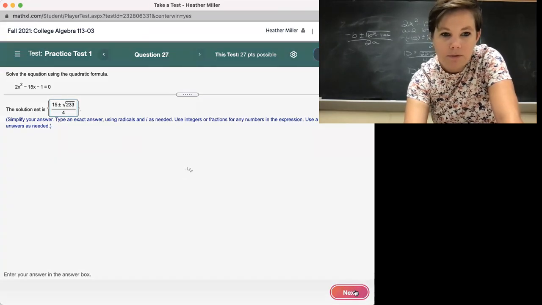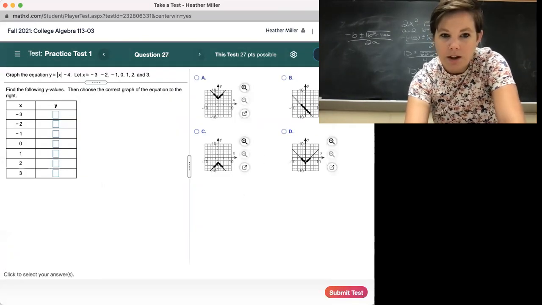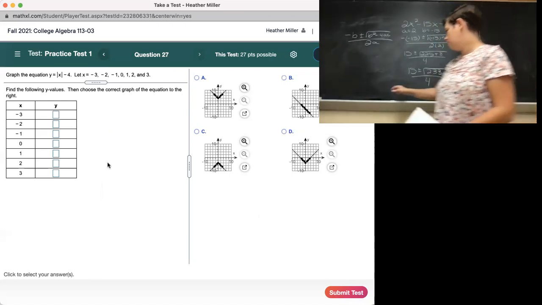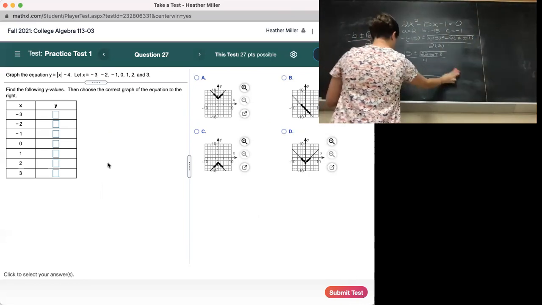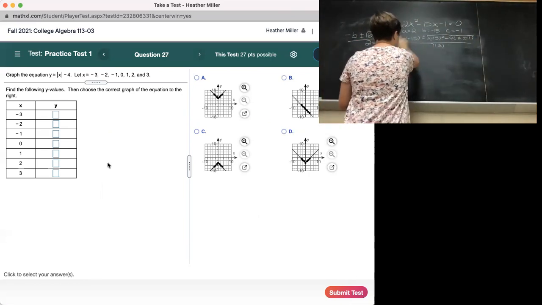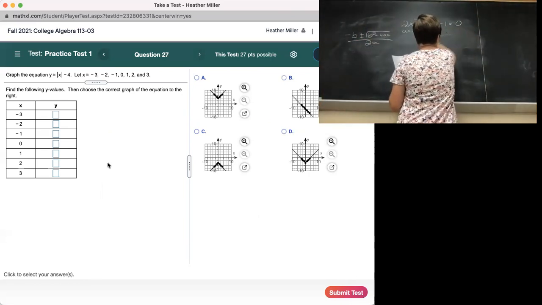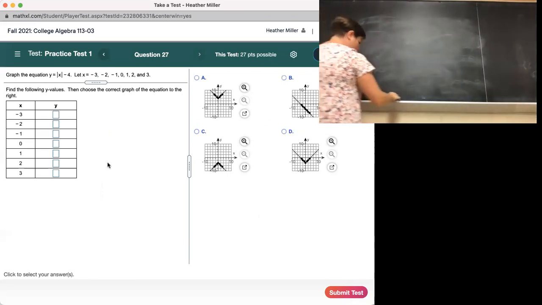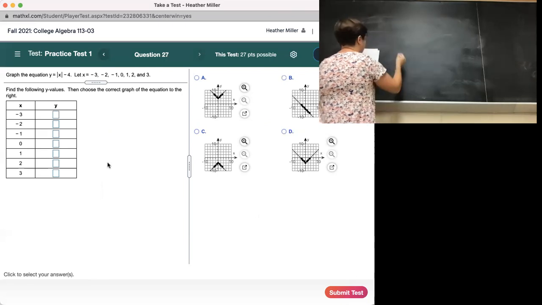Next. Last one. We need to graph the equation of absolute value of x minus 4. And so they give us a table that they want us to fill out.